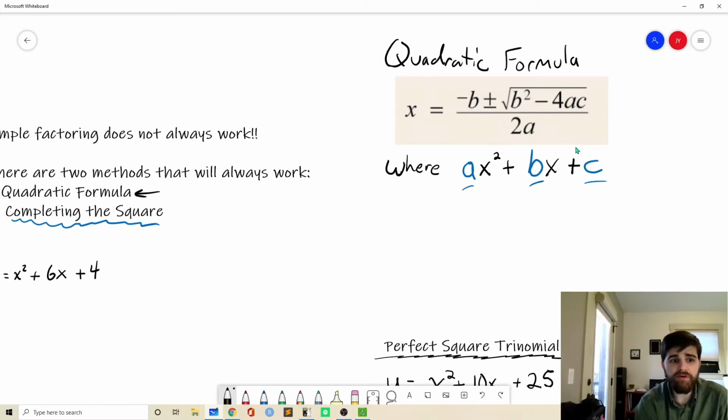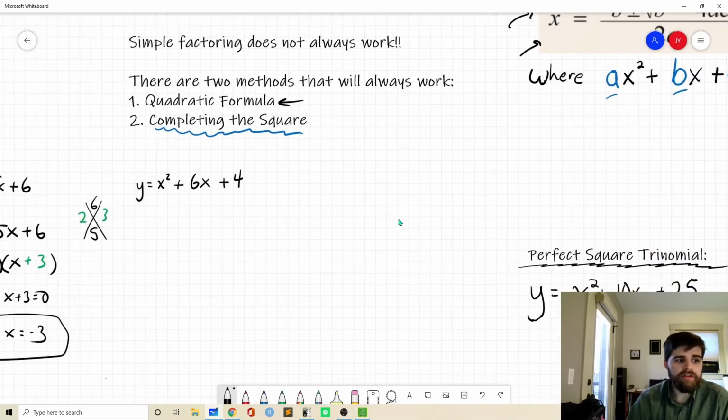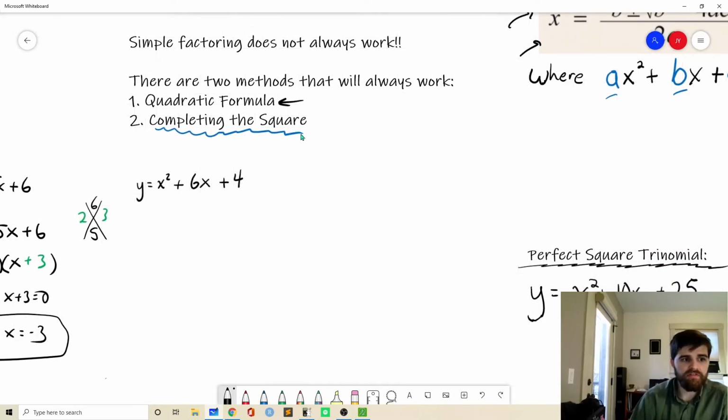Now, this does always work, so it's a good method to know, and it's really straightforward. You could easily program a calculator to do this for you because it just takes some numbers and plugs them into the right place. So if you already know this method and you're comfortable with it, I encourage you to do that. But this is not what we're going to talk about today. Instead, we're going to use some algebra tricks to solve this quadratic.